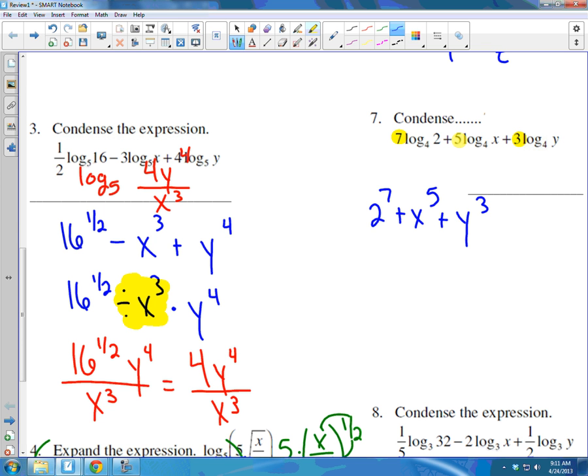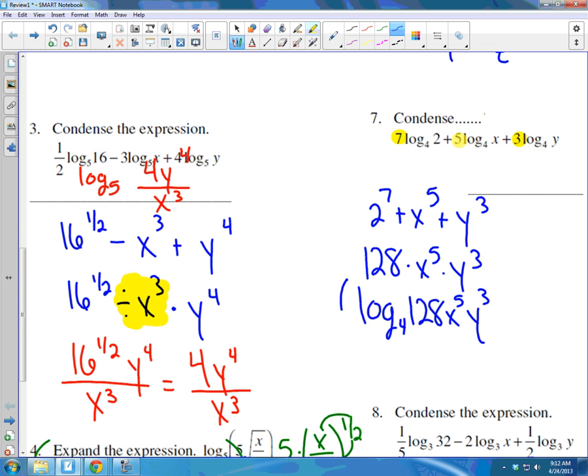That addition turns into multiplication. And when I do this, I'm going to go ahead and take 2 to the 7th power, which is 128. And now I'm just going to write it without all those multiplication symbols. And that log that I've ignored, I'm going to bring back. So there's your answer for 7.